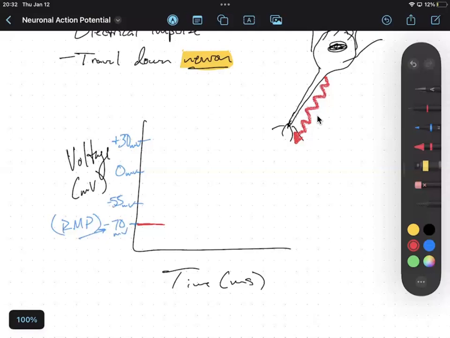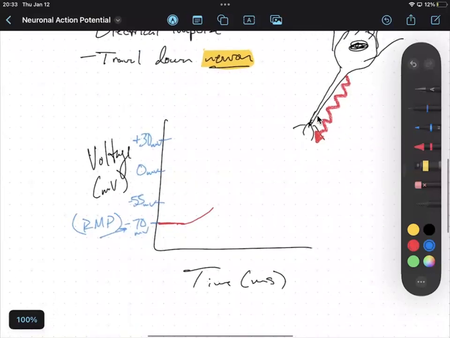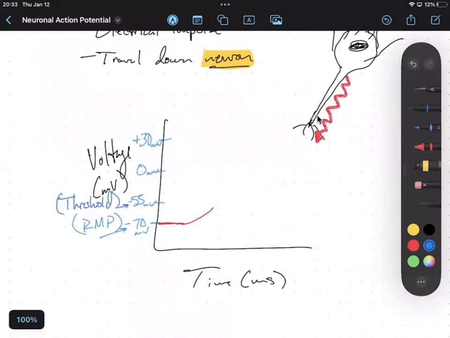Now, we also are slowly leaking sodium in through sodium leak channels, and we slowly begin to move up toward this next value of negative 55. This value of negative 55 is what's termed our threshold. So let's write this in: threshold potential is this negative 55 right here. This is our threshold.